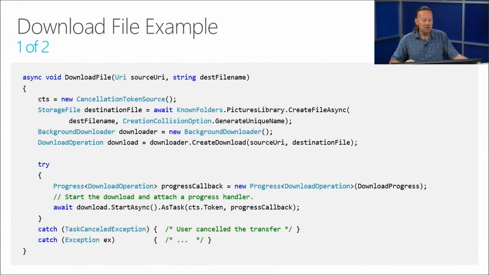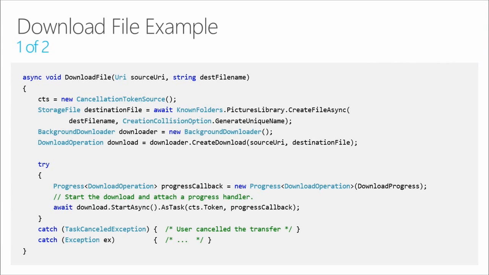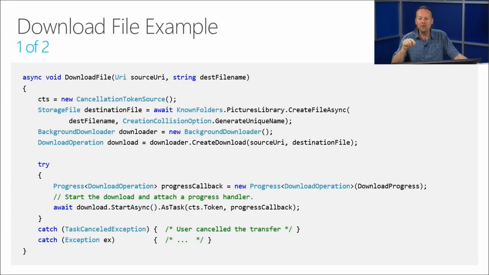It's easy to use. So, this code here, the important bit: reading down from the top, first of all, we create ourselves a cancellation token source. This is something you use with async long-running operations to cause a cancellation of it from your foreground app. And then we have a storage file, destination file. We're using the known folders to get us a file from the pictures library. This is just an example of something you could send, okay? Now, you new up a background downloader object, and then on that object, you call the create download method, which gives you back a download operation object. And then you just call download.start async.